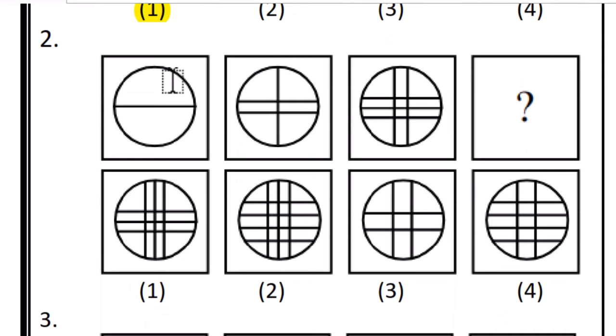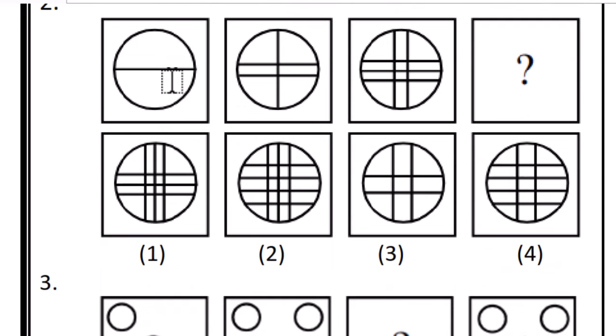Question 2. Correct answer: 2. Explanation. The figure's complexity increases in each step by adding a new set of lines. Question 3. Correct answer: 4.